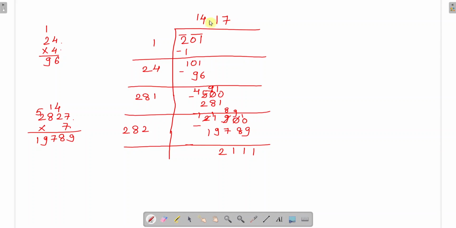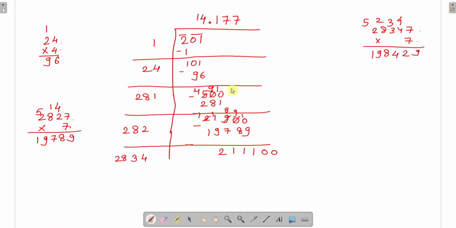Okay, so now we have to double this, so it will be 2834, extra zeros we have to take. 7 times 7 is 49, 7 times 4 is 28, 28 plus 4 is 32, 7 times 3 is 21, 21 plus 3 is 24, 7 times 8 is 56, 56 plus 2 is 58, 7 times 2 is 14 plus 5 is 19.